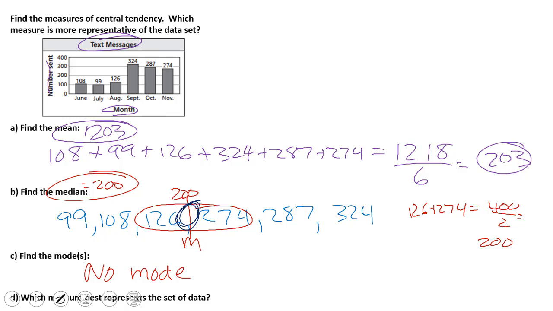So we don't want to use the median. So we're going to use the mean. And this one, there is no mode, so we can't use that. So we're going to use the mean on this one.